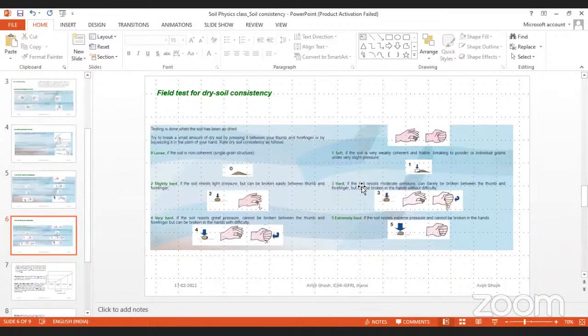It will be told hard if the soil resists moderate pressure and can barely be broken between the thumb and forefinger, but can be broken in the hands without difficulty, this way, by using more force, by using more fingers. And very hard if you need more pressure using all 5 fingers, and extremely hard if you cannot break the soil mass using your hand.